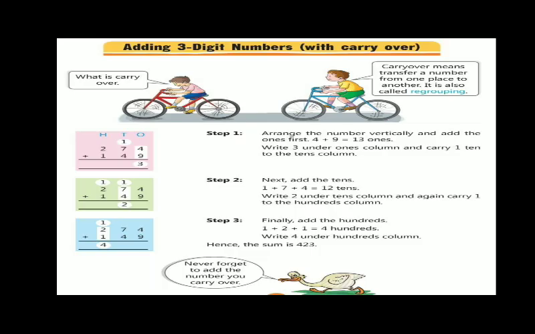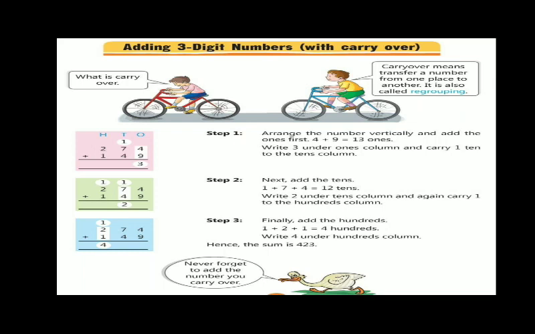Now let's start with the addition of three-digit numbers with carryover. In class 2 also you all have learnt carryover, and this method is same as the one learnt in class 2. The only difference is in class 2 you have learnt two-digit numbers, and in class 3 you have to solve three-digit numbers. Similarly, you will place the numbers with the place values and then you will start the addition.